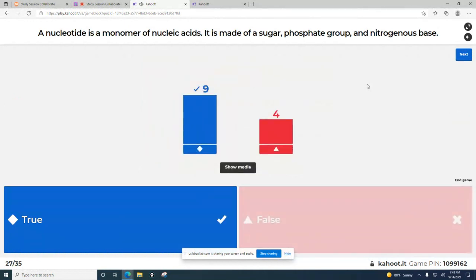Okay. So remember, a monomer is a single unit, and when you put it together, it should form a polymer. Nucleotides, many nucleotides come together to make up nucleic acids, or RNA or DNA. That is true. What is also true is the components of a nucleotide. Remember we said that 5-carbon sugar, that phosphate group, and the nitrogenous base, ATGC if it's DNA, AUGC if it's RNA. That is true. That makes up the nucleotide.